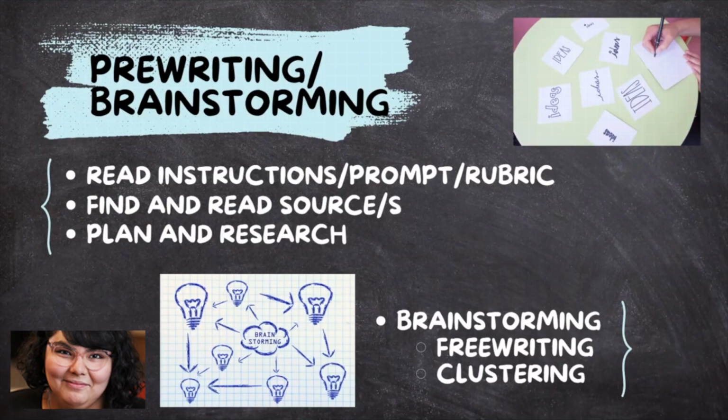Pre-writing is the step taken before you put pen to paper or finger to keyboard, and is normally where you would read the instructions, go over details of the prompt, and review the rubric, making sure you know exactly where you are going with your paper. This is also the step where you would find and/or read the sources that are required. You may need to plan out time for these steps and be ready to engage in research if needed. Brainstorming is often linked with the pre-writing process and can contain methods such as free writing or clustering.